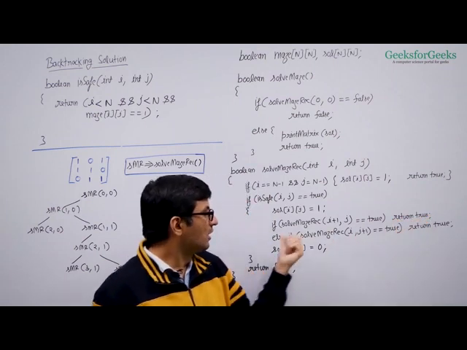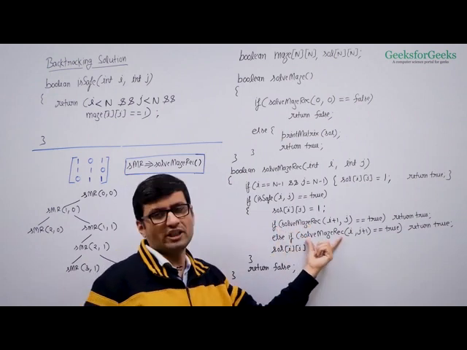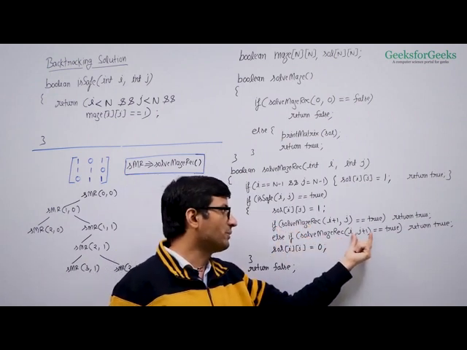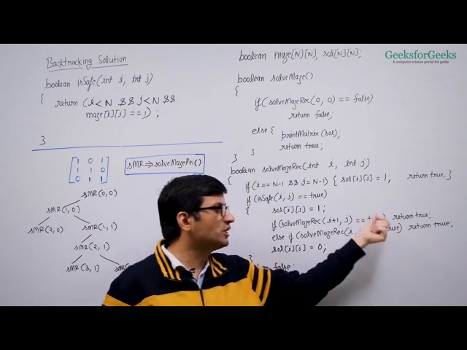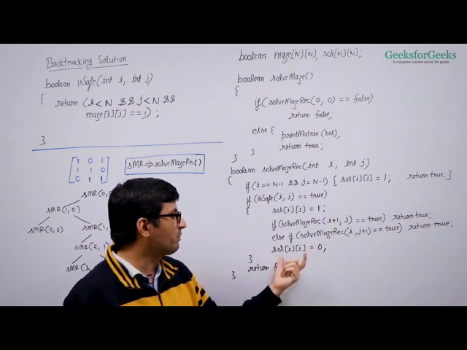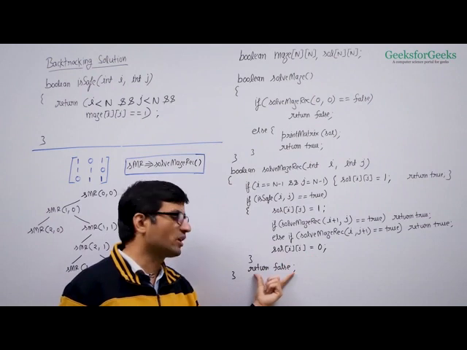If this does not lead to a solution, then we try the right side cell by doing j plus 1, incrementing the column number. And if that leads to a solution, we return true. If both of these do not lead to a solution, then we backtrack. We say that this cell cannot be a part of the solution and we return false.